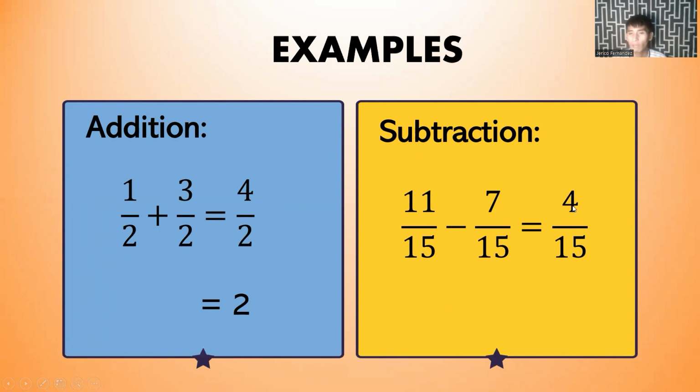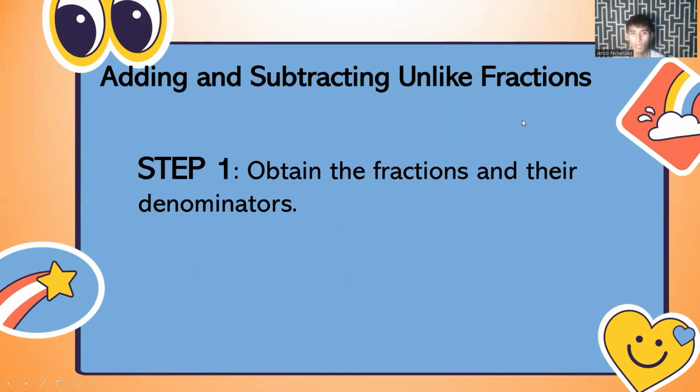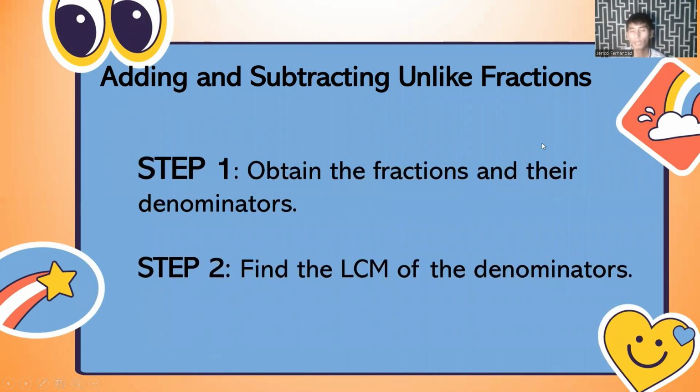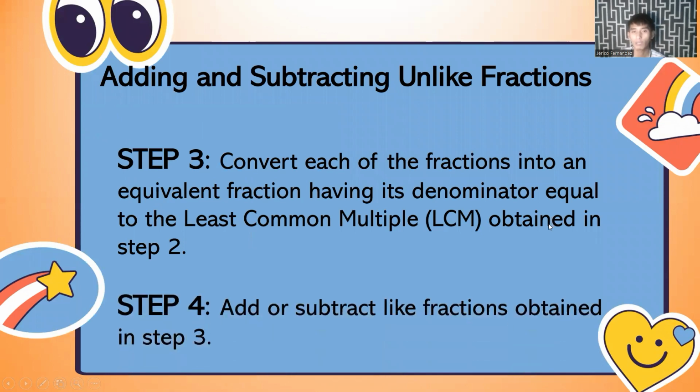So 11 minus 7 is 4. Just copy 15 because they are like fractions. How about when we have unlike fractions? Adding and subtracting unlike fractions. Obtain the fractions and their denominators, find the LCM, and then change it or convert it into like fractions. So then we will do the operation.